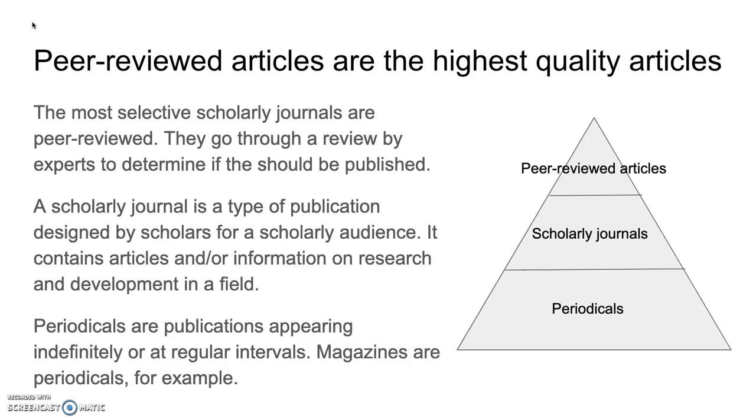That doesn't mean that articles that you find in a scholarly journal or even articles that you find in a high quality periodical aren't relevant to the type of paper or research that you're writing. The most selective scholarly journals are peer-reviewed. That's at the top of the triangle there. They go through a review by experts to determine if they should be published. A scholarly journal, which is the next step down, is a type of publication designed by scholars for a scholarly audience, so it's still very good. It contains articles and/or information on research and development in a field. Periodicals are publications appearing indefinitely or at regular intervals. You can think of magazines as a good example.